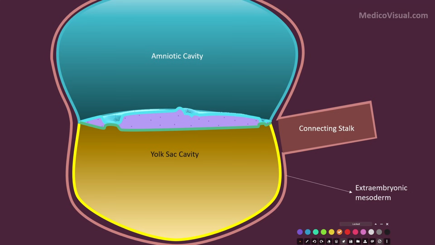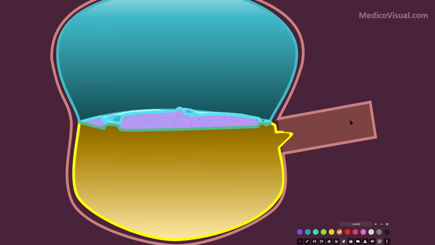Now what actually happens during the third week of development, that from this yolk sac cavity a sausage like diverticulum arises, and this diverticulum goes into the connecting stalk like this. And this sausage-like diverticulum is called allantois. Now you may be wondering why I am talking about allantois and why I am going into the third week of development. The reason is that allantois contributes towards the formation of urinary bladder.